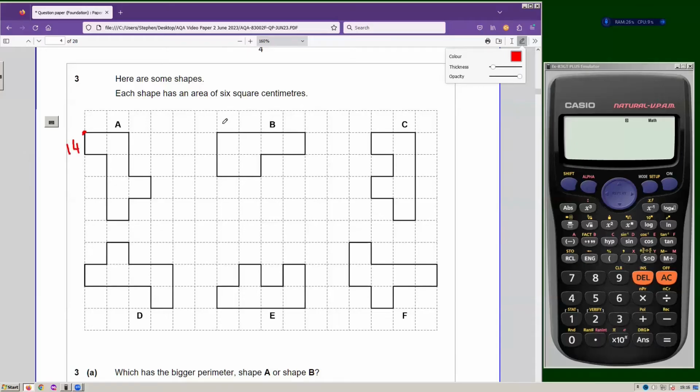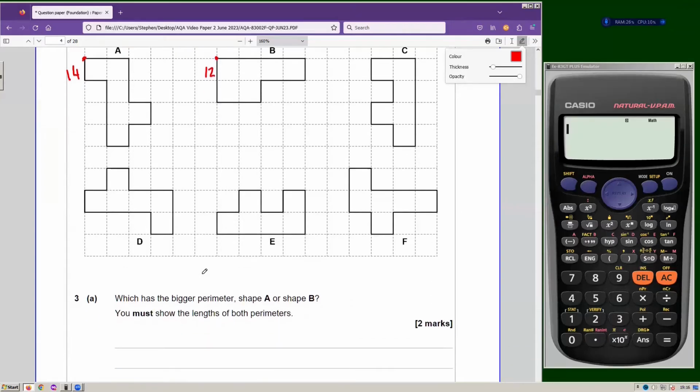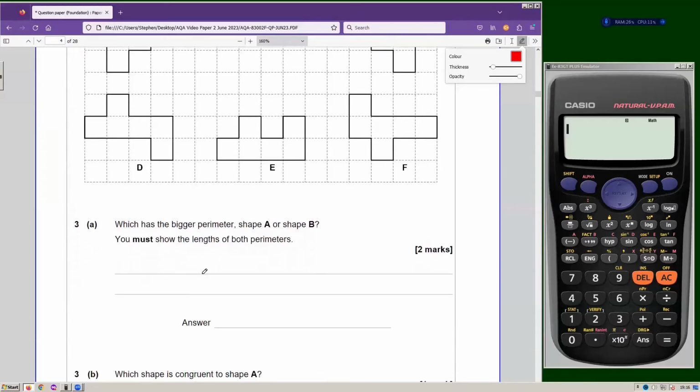And this one over here, shape B, is starting from the same point there. 1, 2, 3, 4, 5, 6, 7, 8, 9, 10, 11, 12. So this is 12. So which shape has the bigger perimeter? It is shape A.